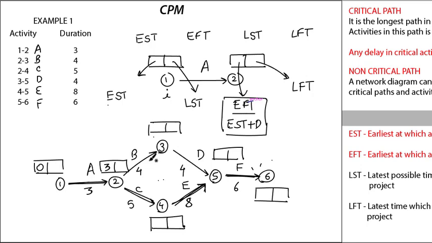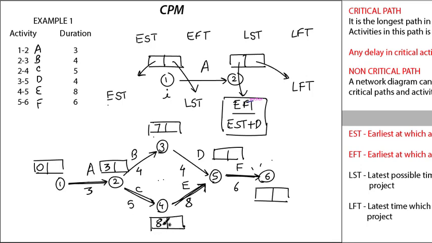Similarly for B. B can start only when A is completed. So A is completed at 3 days, then only B can start. So B will start after 3 days and its duration is 4. So 3 plus 4 will give me 7. Similarly, coming to this node, go according to number wise. So 1, 2, 3, and now we should go to 4. So C will start after A is completed. So 3 plus 5 will give me 8.